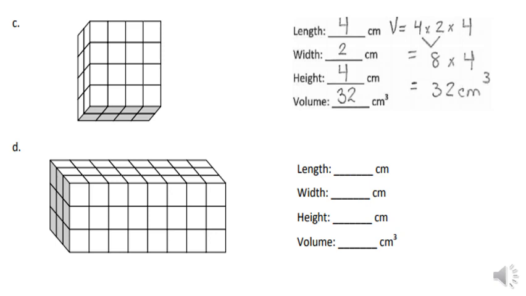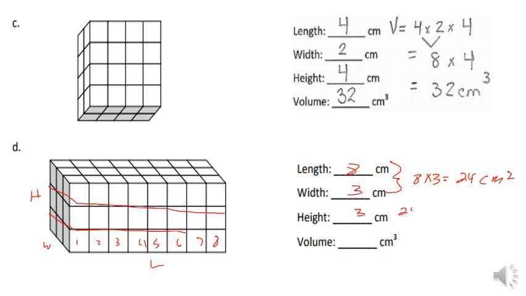On D, we have our length, our width, and our height. And we can say our length is 1, 2, 3, 4, 5, 6, 7, 8, and our width is 3, and our height is 3. So finding the top or bottom face, 8 times 3 gives us 24 centimeters squared. And then multiplying it by the 3 layers, which would be 24 centimeters squared times 3, is going to give us 72 centimeters cubed.